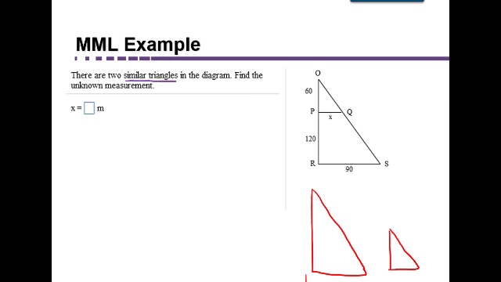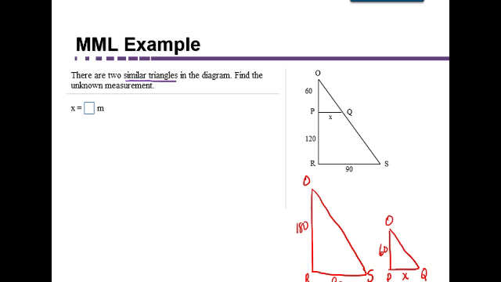Alright, so the bigger triangle is ROS, and the smaller triangle is POQ. Let's put what dimensions we know. So RS is 90. OR is the sum of 60 and 120, so that's going to be 180. And then OP is going to be 60. And X is what we're looking for, which is PQ.